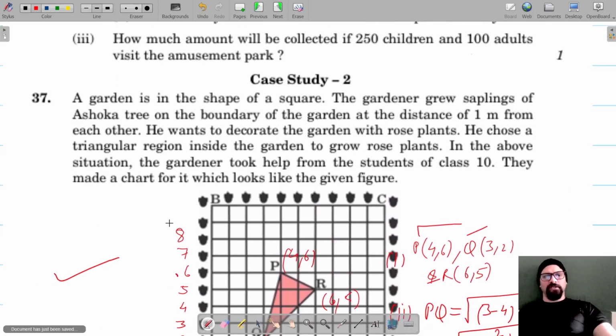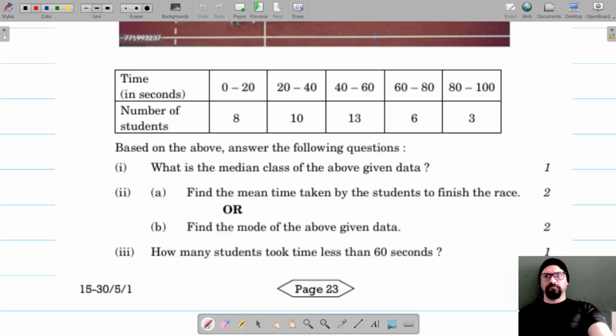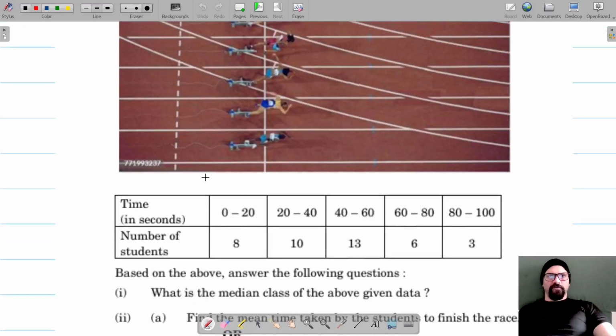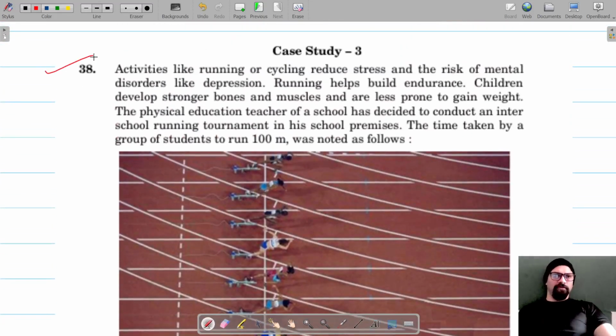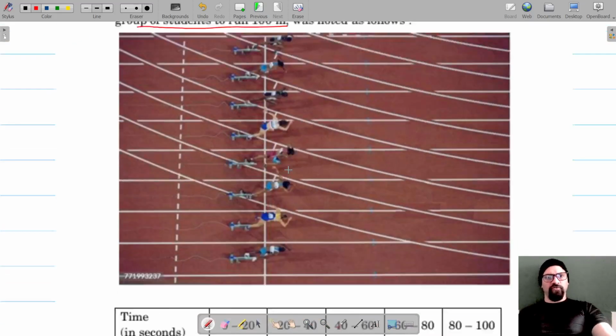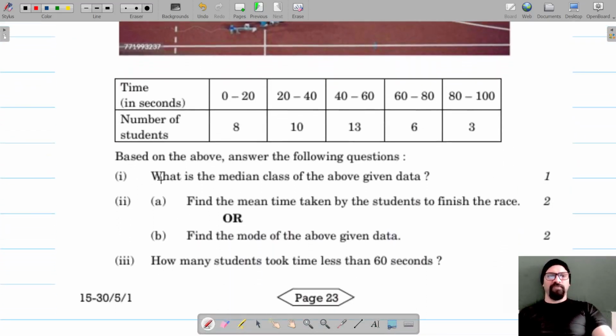Okay, so we are done with question number 37. Moving on to question number 38. It's given that activities like running or cycling reduce stress and the risk of mental disorders like depression. Running helps build endurance. Children develop stronger bones and muscles and are less prone to gain weight. The physical education teacher of the school has decided to conduct an inter-school running tournament. The time taken by a group of students to run 100 meters was noted in this information. Based on the above, we have to answer the following question.